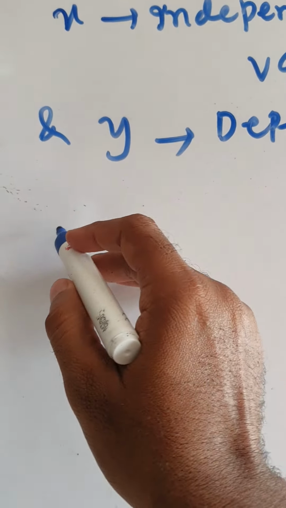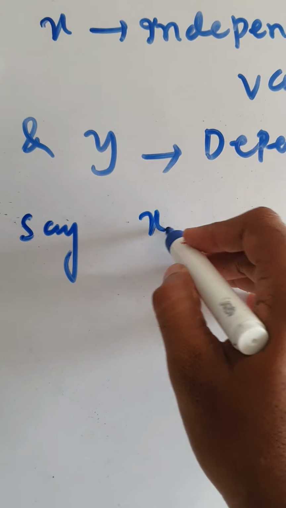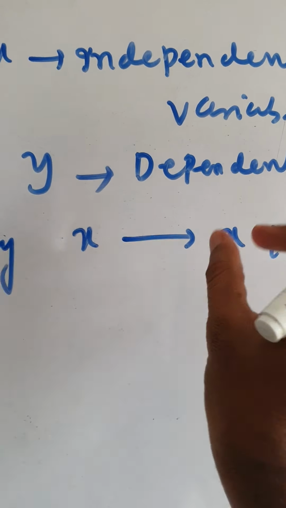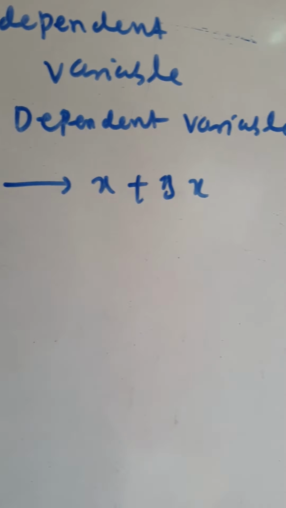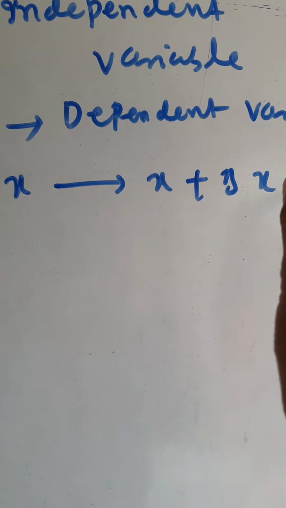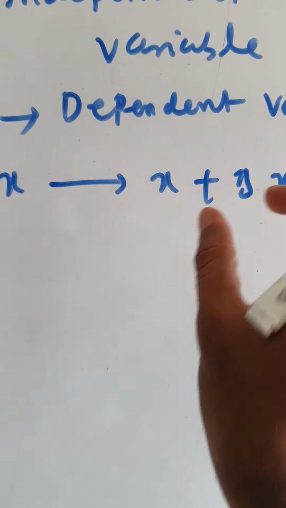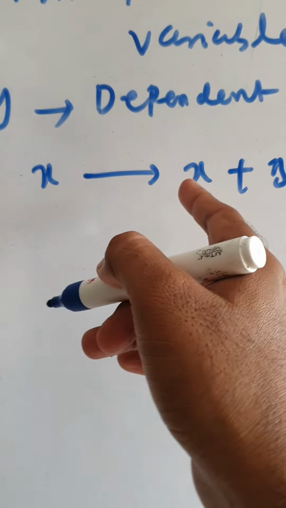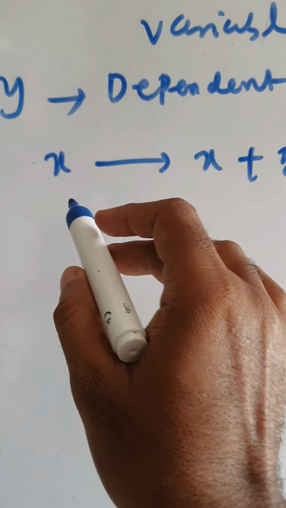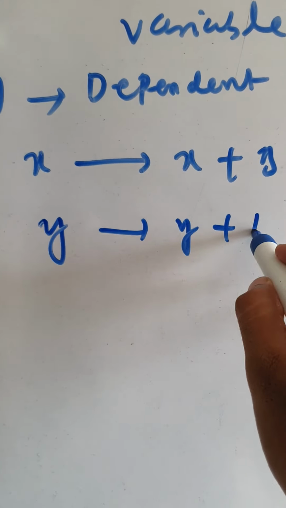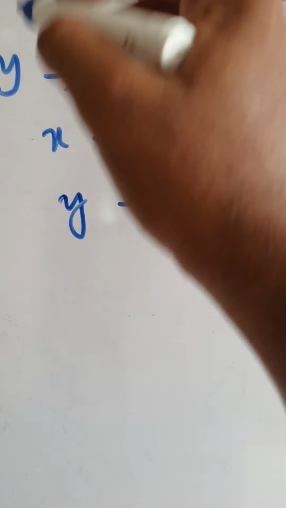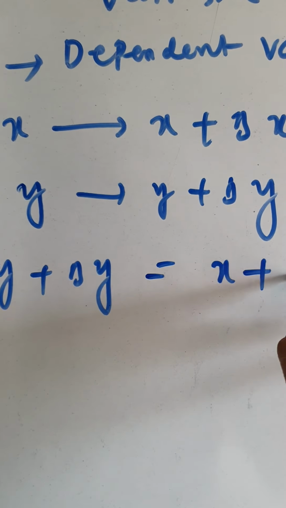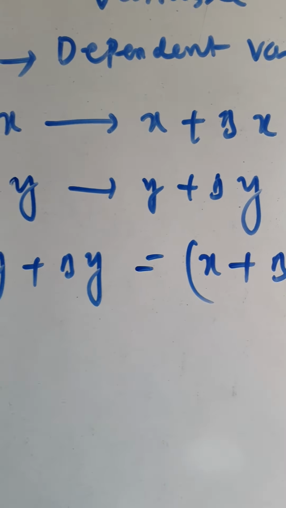Now say x changes to x plus delta x. Delta x is a small value that increases or decreases x, whatever you think. Delta x is a small change of x which is added to x. As y depends on x, when x changes, y changes. So obviously y changes, and now y becomes y plus delta y. Now the above equation becomes y plus delta y is equal to x plus delta x whole square.